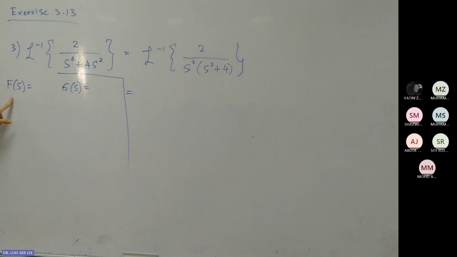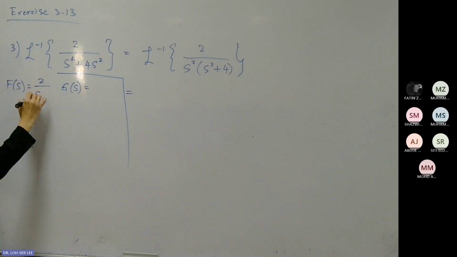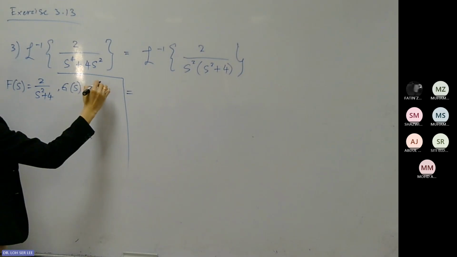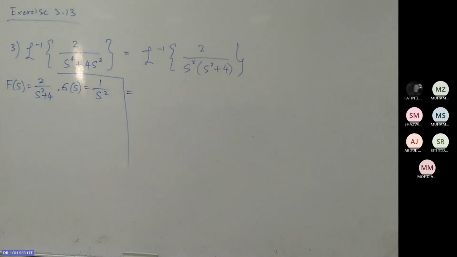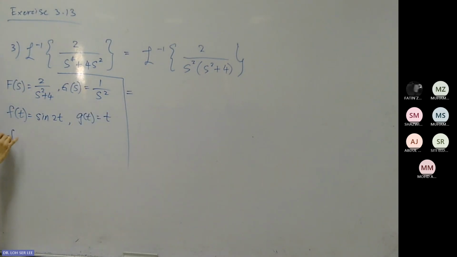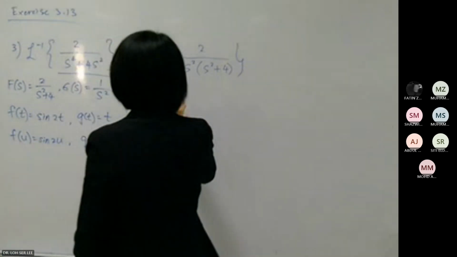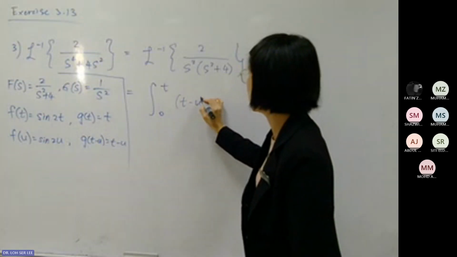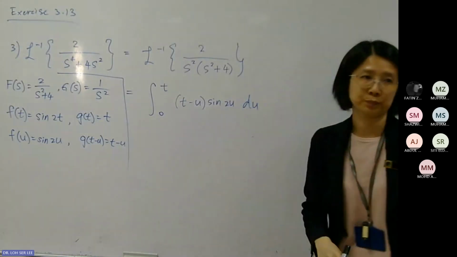F of s is 2 over s squared plus 4. G of s is 1 over s squared. Not 2, because if you have 2, you get a 4 here. So f of t is sine 2t, and g of t is t. Then f of u will be sine 2u. So you put this into the formula: the integral of t minus u, sine 2u with respect to u.